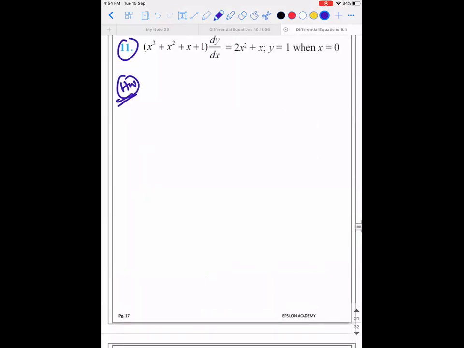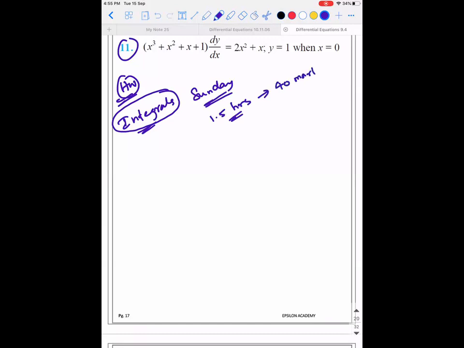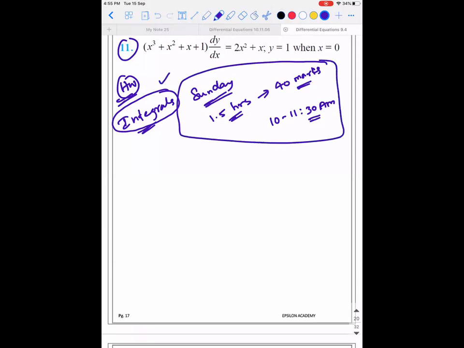And secondly, one important point, this week you will have integrals test. It was supposed to be held last week, but I forgot to announce. So this week for sure you will have integrals test on Sunday. Okay, it will be a 1.5 hours test, 40 minutes. Okay, morning 10 to 11:30 a.m. Please make a note of it. Sir, full chapter? Yes, full chapter, done.